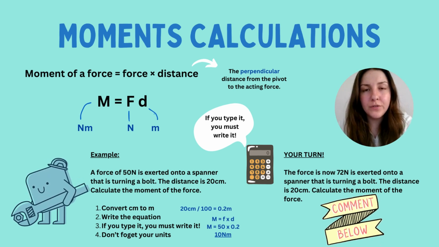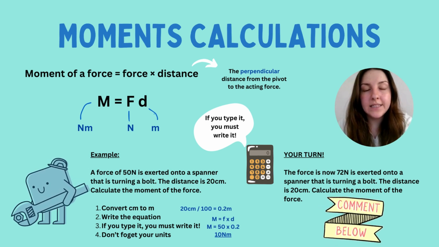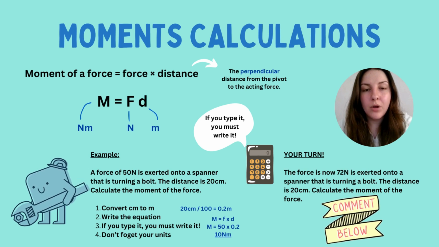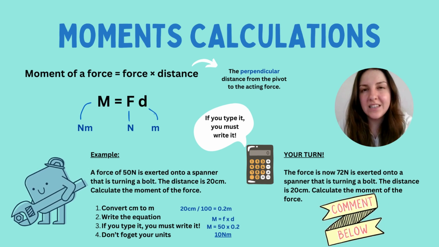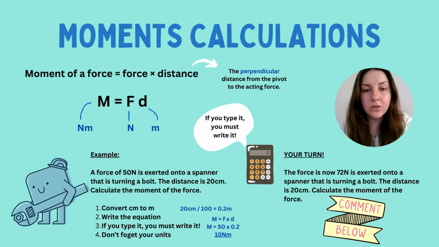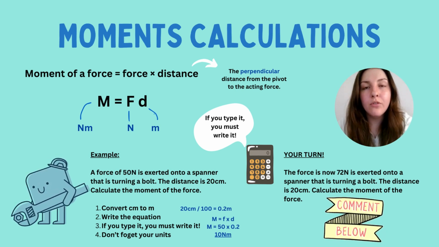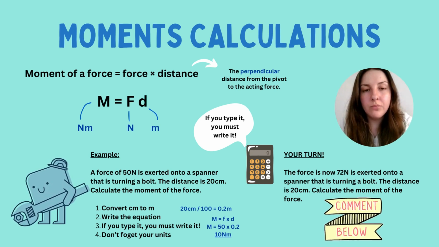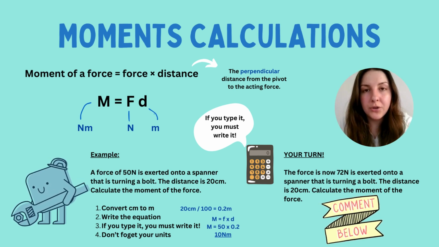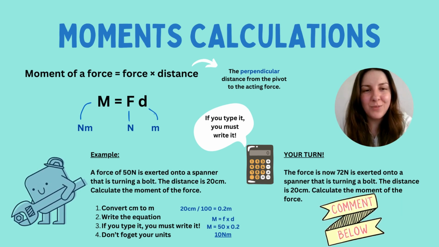A force of 50 newtons is exerted onto a spanner that is turning a bolt, and the distance is 20 centimeters. Calculate the moment of the force. The first thing to do is identify that the distance is in the wrong unit. It's in centimeters when it needs to be in meters, so divide by 100 and you get 0.2 meters. Now write your equation out: M equals F times D. Put your numbers in: 50 newtons times the distance of 0.2, and that will give you 10 newton meters. Don't forget to write your units, underline the answer, and you should be good to go.